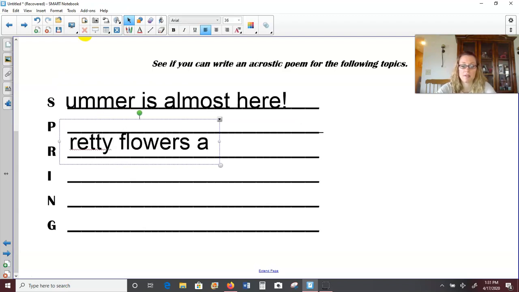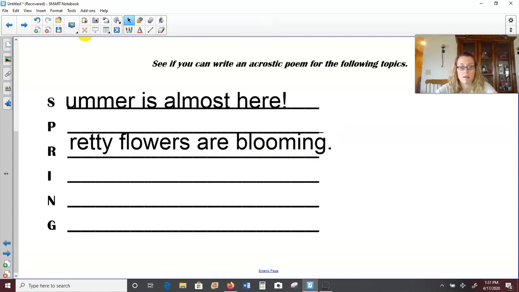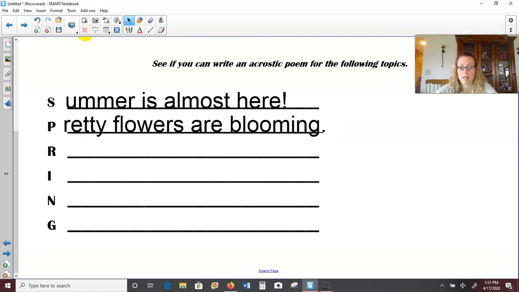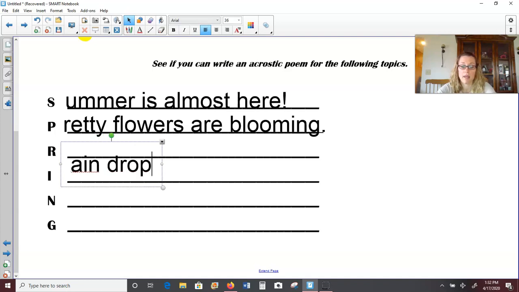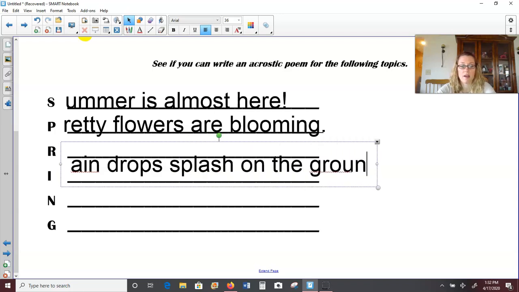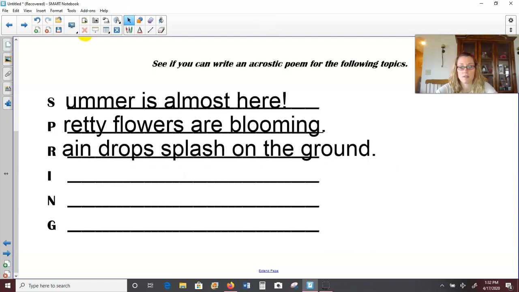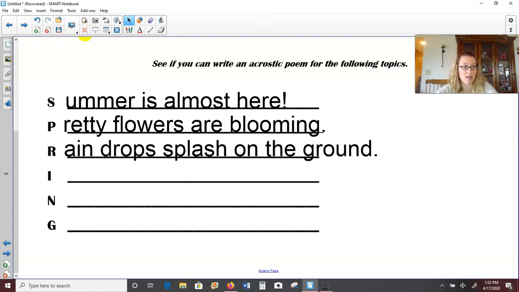Pretty flowers are blooming. So that starts with the P. Now we need something with an R. I think it rains a lot in the spring. Raindrops splash on the ground. And I use splash, which is an onomatopoeia word, even though it's not the beginning of our sentence.